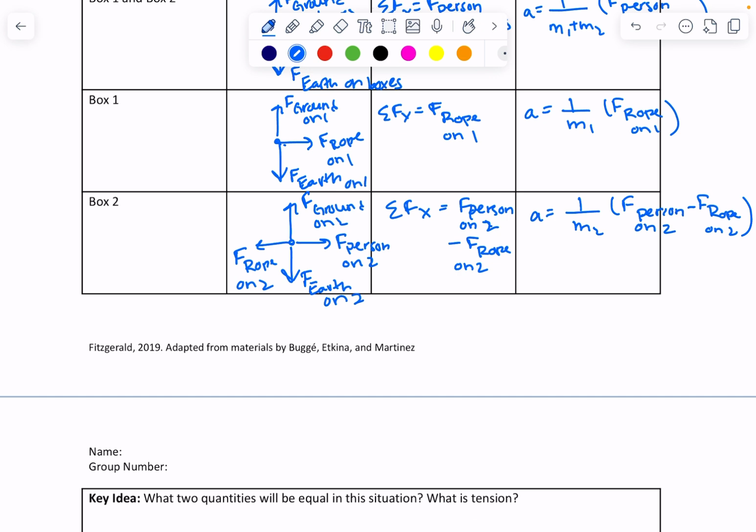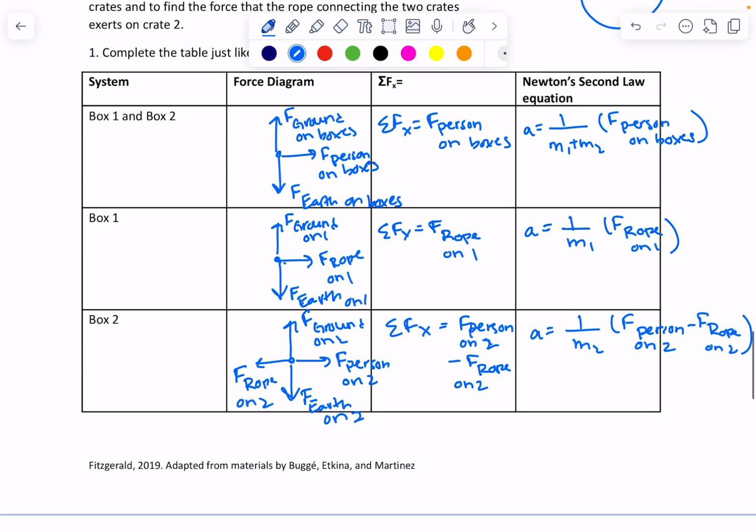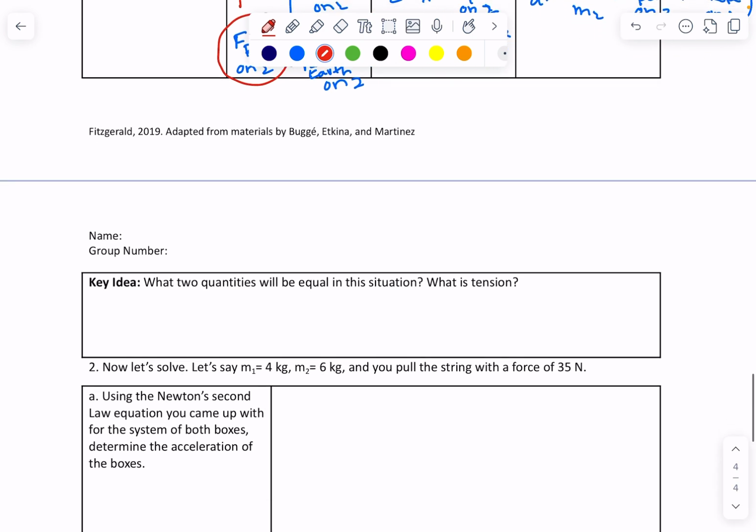So now I want to bring back this idea of tension. This force that the rope exerts is called T, tension. It's the same rope, so the tension force that the rope exerts on 1 and 2 has to be the same. So force rope on 1 is equal to the force of the rope on 2, and that's called our T, or tension force. You can abbreviate tension with a capital T.